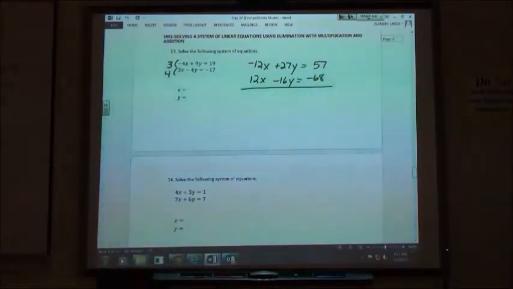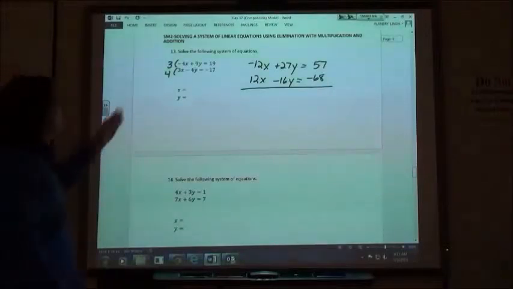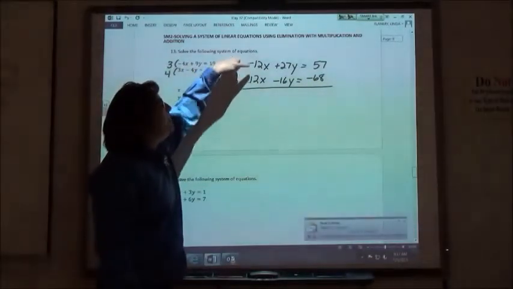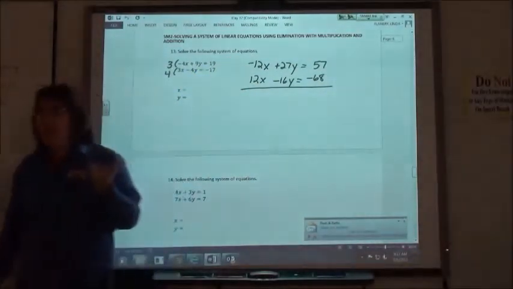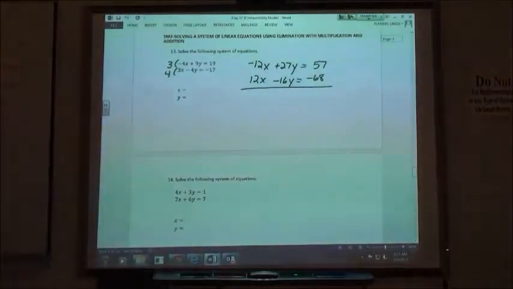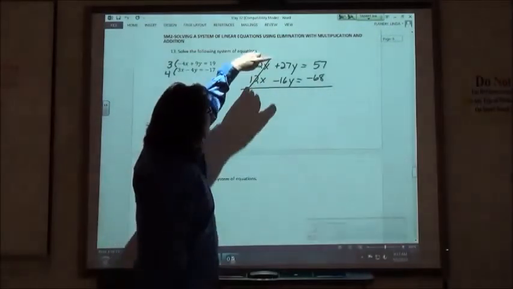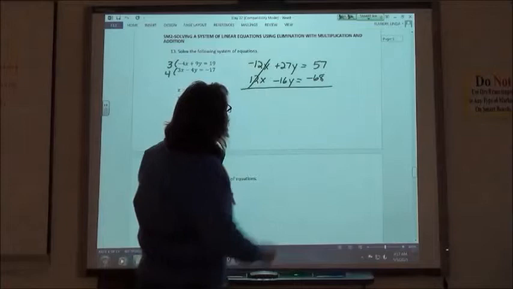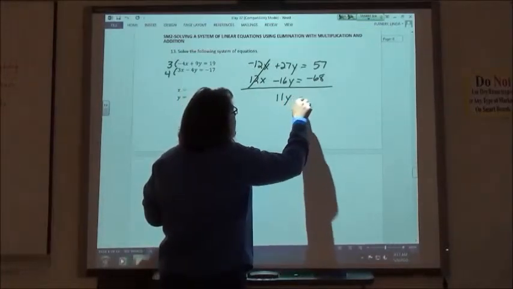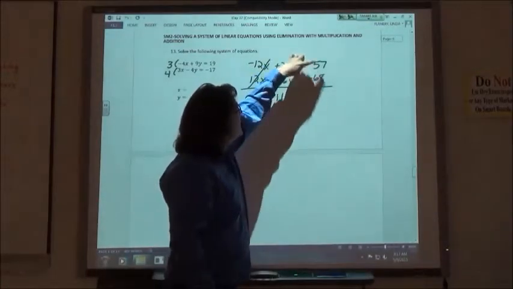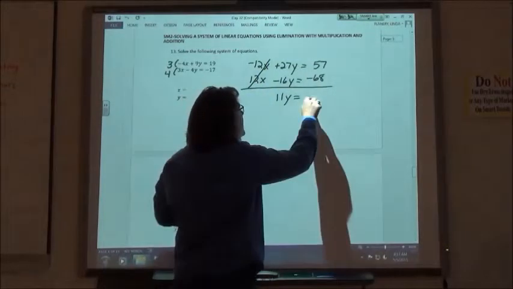Now the whole key to the elimination method is that when we multiplied, we made opposites here. Because now when we add a negative 12 and a positive 12, they're going to cancel out. So this cancels out. 27 minus 16 would give me 11y. 57 minus 68 is negative 11.